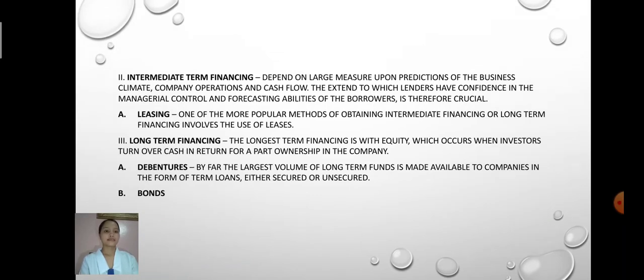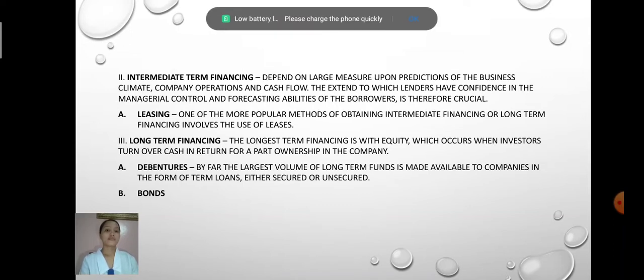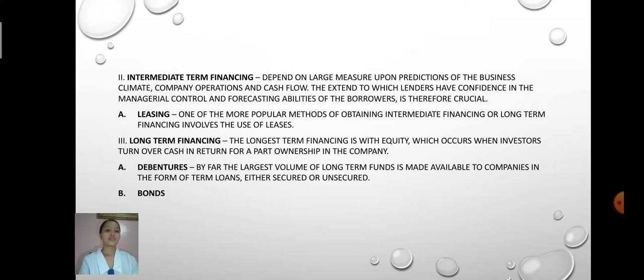Intermediate term financing depends in large measure on predictions of the business climate, company operations, and cash flow. The extent to which lenders have confidence in the managerial control and forecasting abilities of the borrowers is therefore crucial. A. Leasing. One of the more popular methods of obtaining intermediate or long-term financing involves the use of leases.